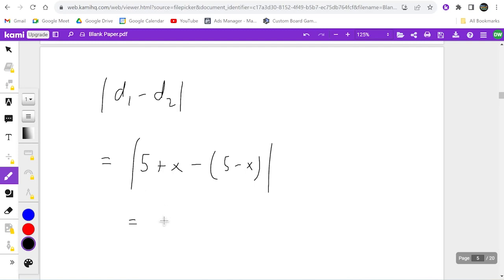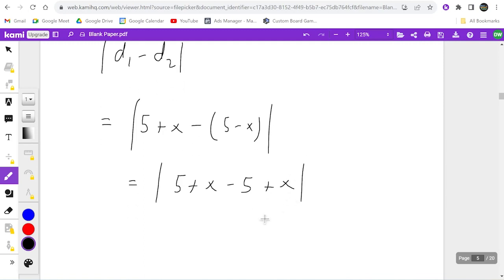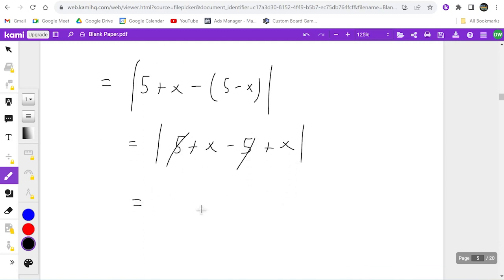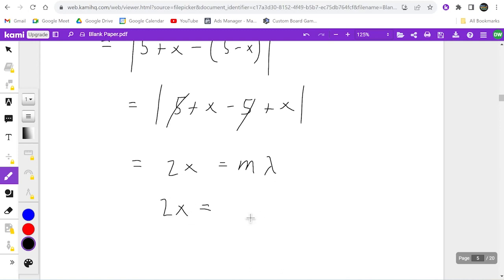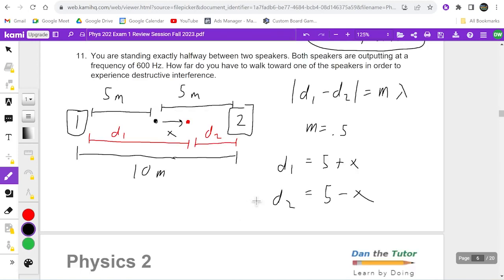And let's see, that's going to be absolute value of 5 plus x, I'm distributing the minus, so minus 5 and then plus x. So it looks like the 5's cancel, and I just get 2x, which I guess I don't need the absolute value for because that's already positive. And that's the D1 minus D2. So now I just set that equal to m times lambda. So 2x equals m, which we already said was 0.5, and lambda, I don't have lambda. Does anyone know how we're going to find it? I'll go back to the other page.